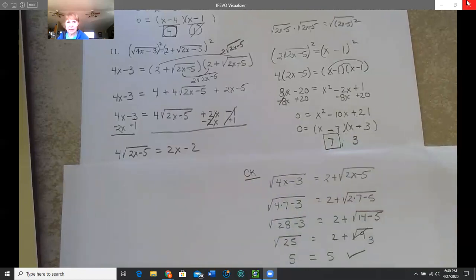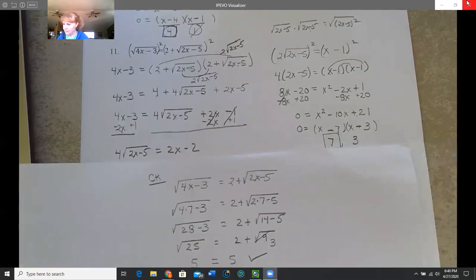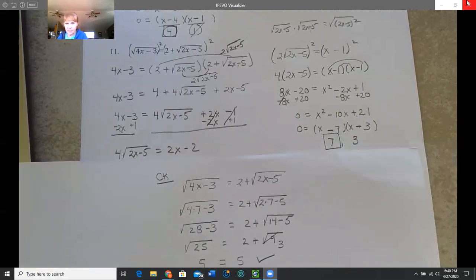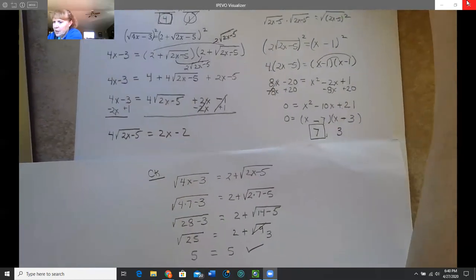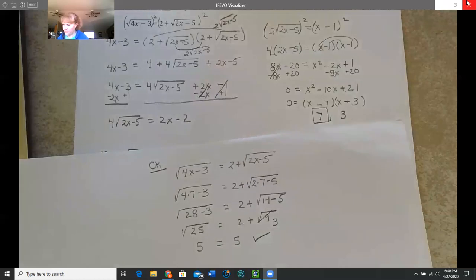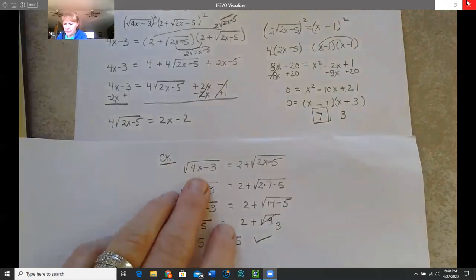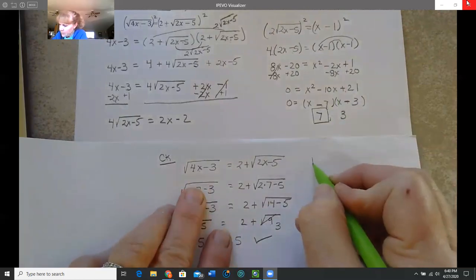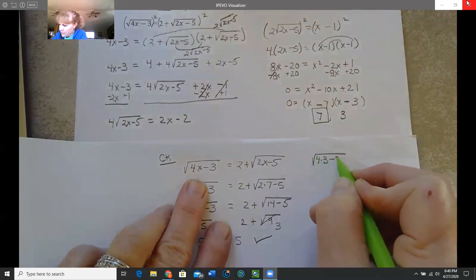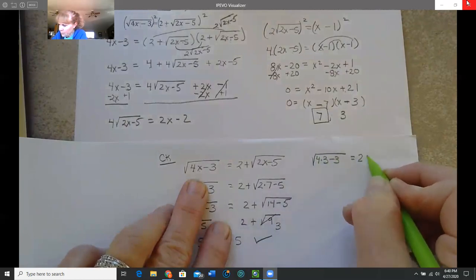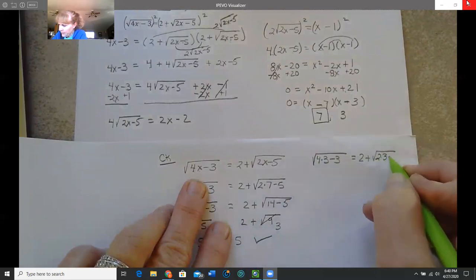Let's now try the 3 here. Scoot this over. We'll go through the 3. So now I'm going to put in a 3. That gives me the square root of 4 times 3 minus 3 equaling 2 plus the square root of 2 times 3 minus 5.